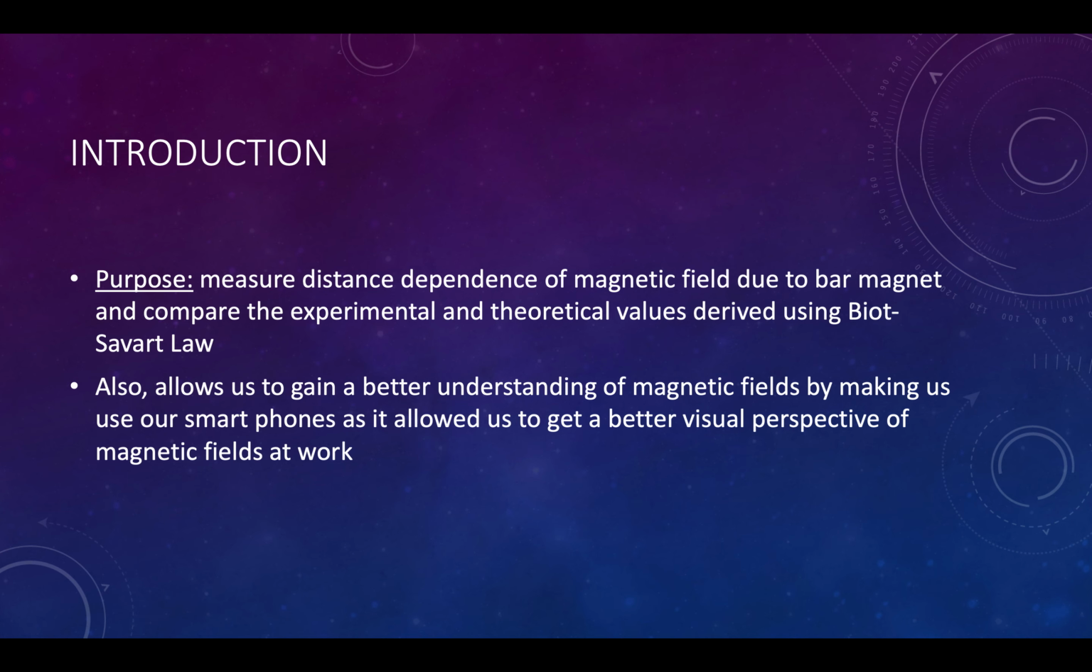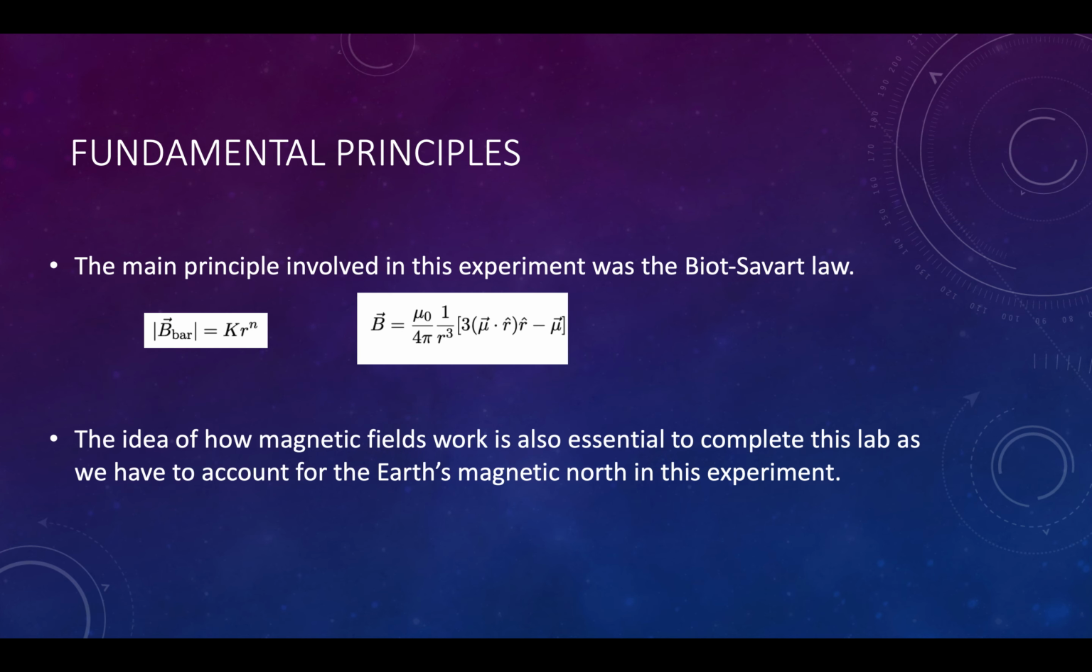Introduction. The purpose of this experiment was to measure the distance dependence of a magnetic field due to a bar magnet and compare the experimental and theoretical values derived using the Biot-Savart law. This experiment also allows us to gain a better understanding of how magnetic fields work by making us use our smartphones, as it allowed us to get a better visual perspective of magnetic fields at work.